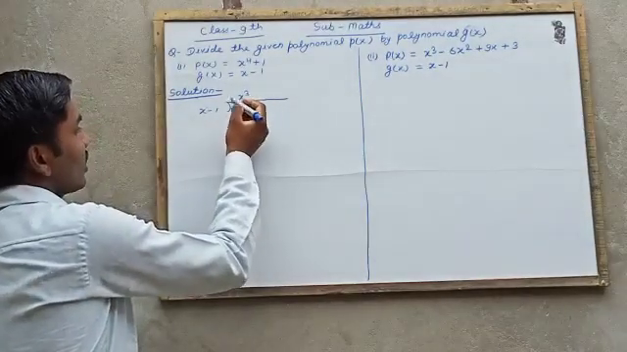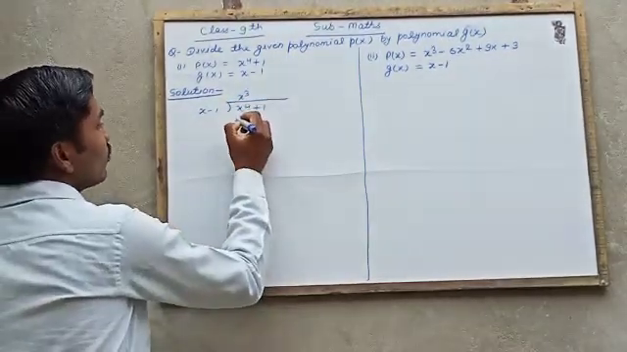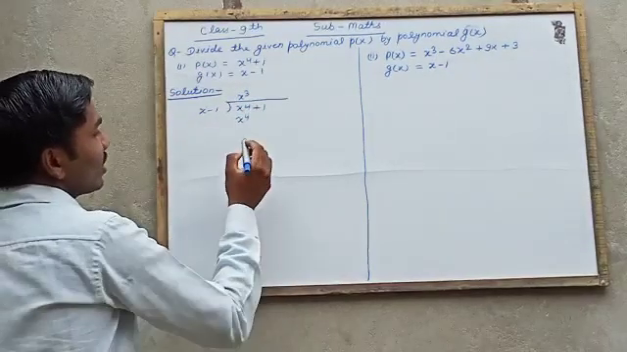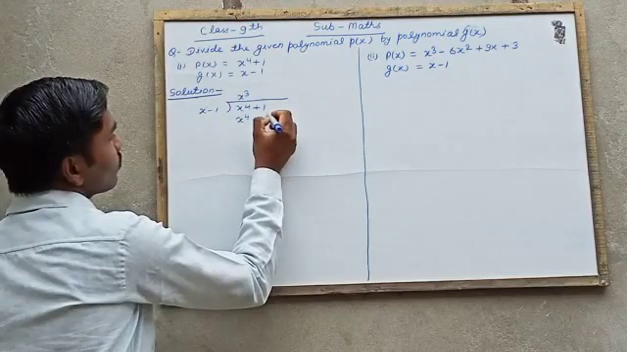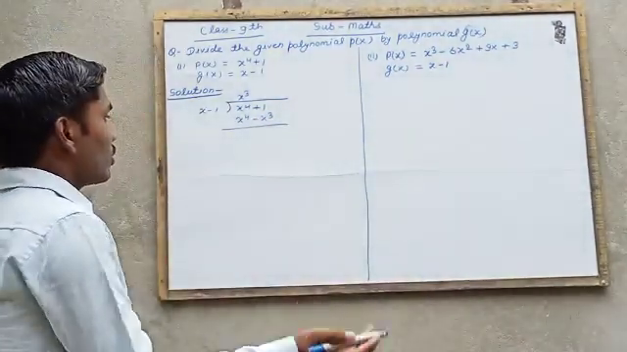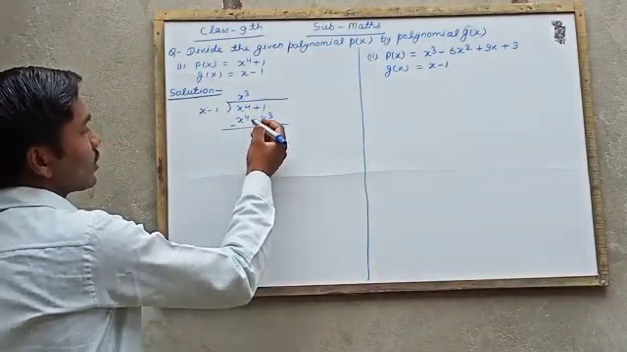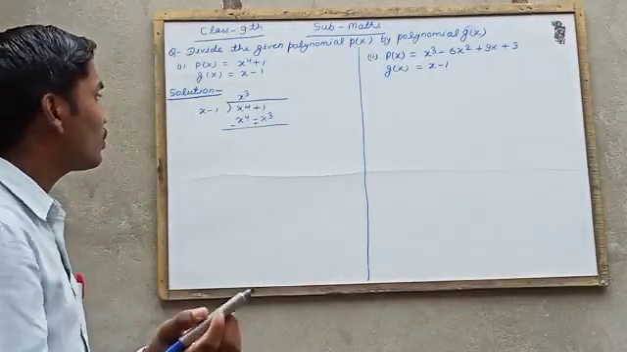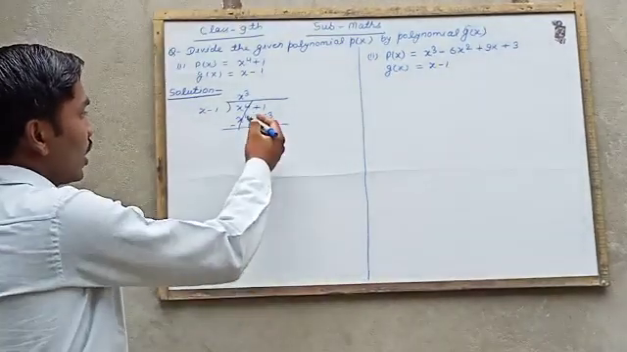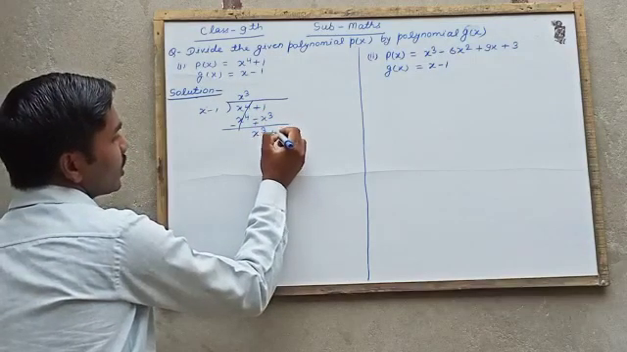So multiply it: x to the power 3 into x means x to the power 4, and x to the power 3 into minus 1 means minus x to the power 3. When we subtract this, the sign changes and this becomes plus, because minus into minus becomes plus. So this will be cancelled. Here it will remain x to the power 3 plus 1.